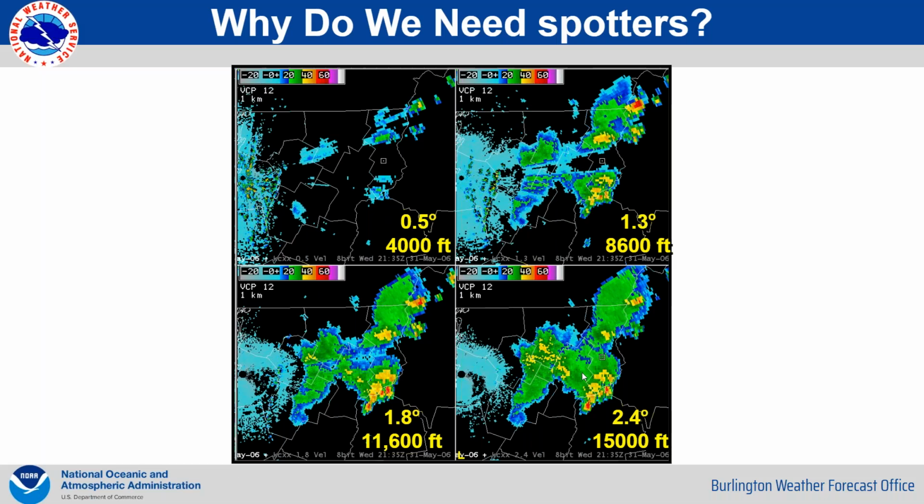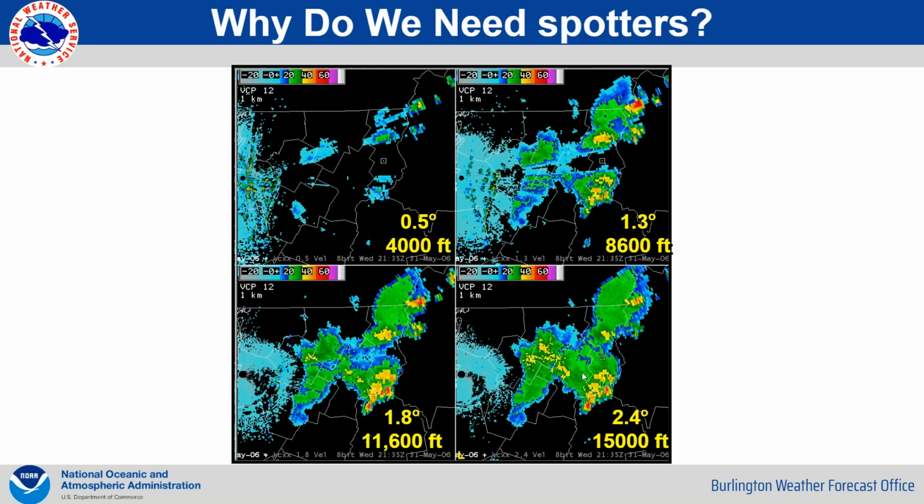And additionally, our radar has to do this elevation scan just to account for the curvature of the Earth. Otherwise, if it were running at a flat surface, the radar beam would run into the Earth if we just scanned it at a flat elevation angle. So we have to do this to be able to see everything.